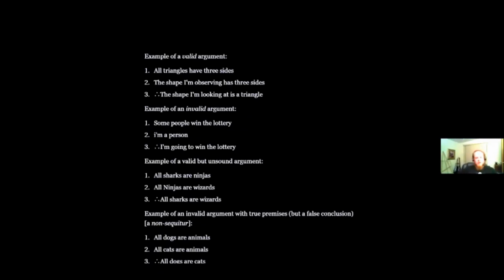So it has this. All sharks are ninjas. All ninjas are wizards. Now, if all that's true, if sharks are ninjas and ninjas are wizards, then it follows all sharks are wizards. That's a valid argument. This is why when people throw around the word valid, it might not necessarily be helpful. This is a valid argument. If the premises are true, then the conclusion follows. But I think we could say it's unsound because the premises are not, in fact, true. Maybe some sharks are ninjas, but not all of them.